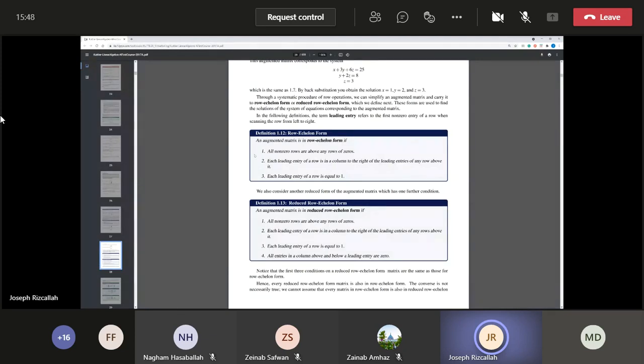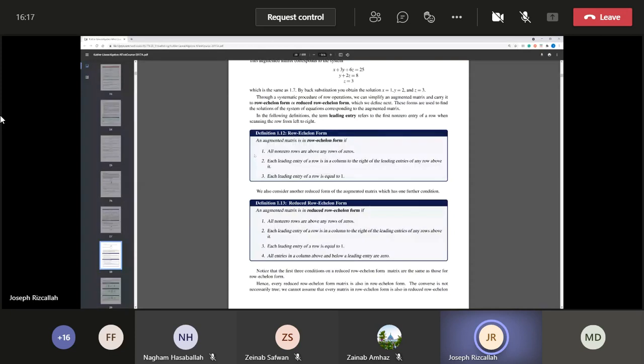So just to summarize, we have 3 conditions to be met. First, all the rows made completely of zeros have to appear at the very bottom of the matrix. Second, all the leading entries of a row have to be to the right of the leading entries of any row above it. And finally, the leading entry of any row has to be equal to 1. If the matrix satisfies all these conditions, then we say it is in row echelon form.